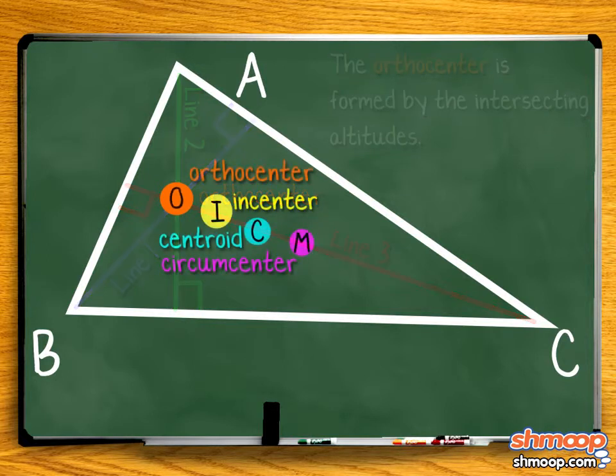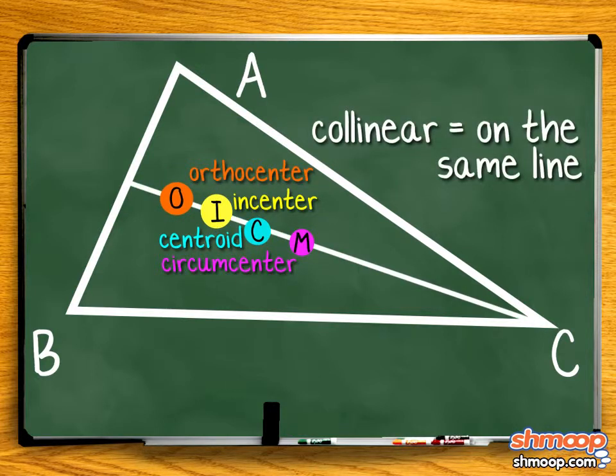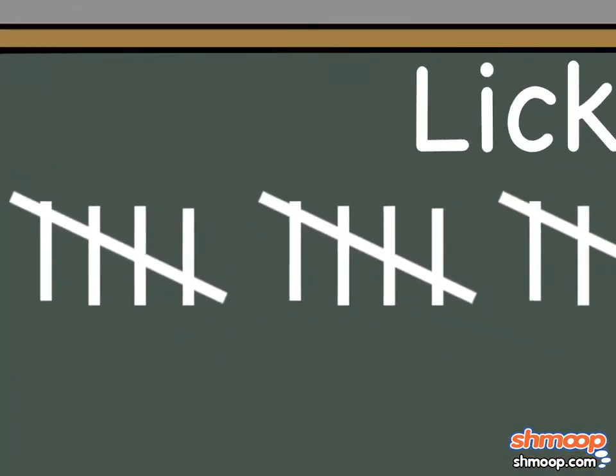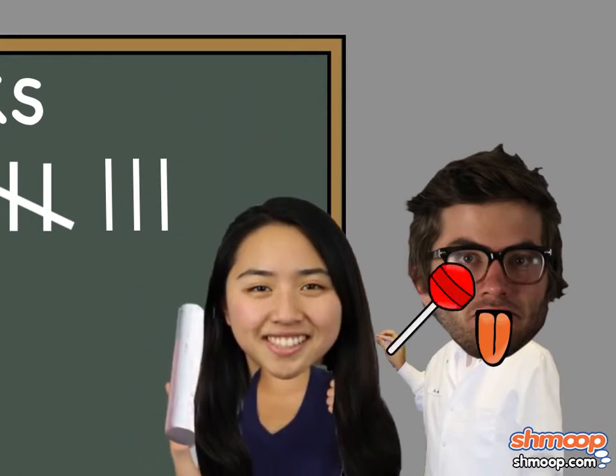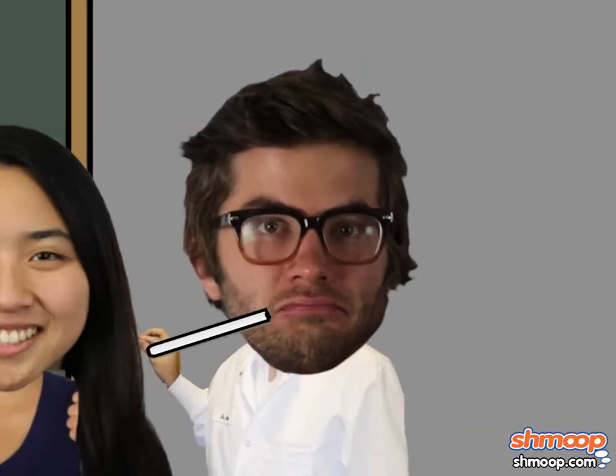So just by looking at points I, M, C, and O, we can see that M, C, and O are all collinear. This line that goes through the circumcenter, the centroid, and the orthocenter is called the Euler line, and every triangle has one. Fortunately, it's looking as if we will soon solve the Tootsie Pop mystery for good. We're getting closer and closer to an answer, one lick at a time.